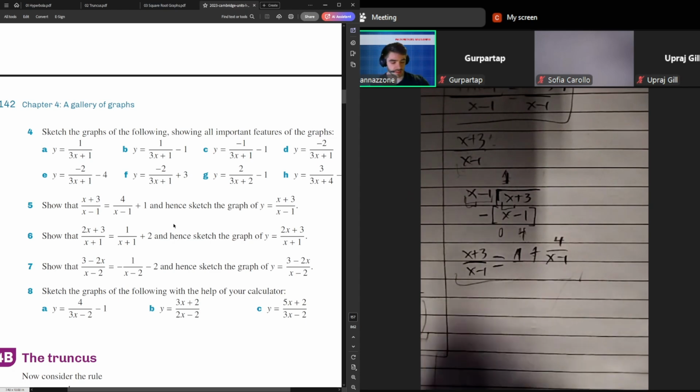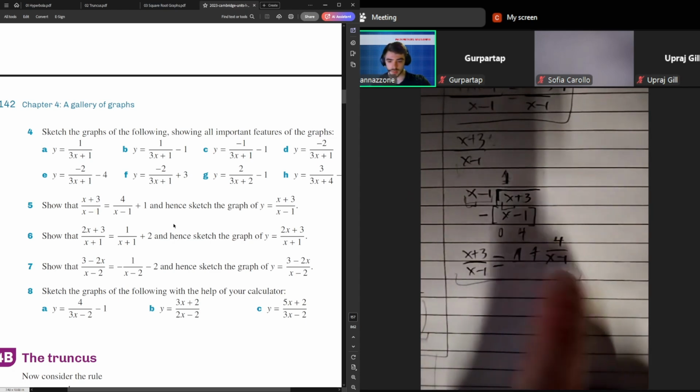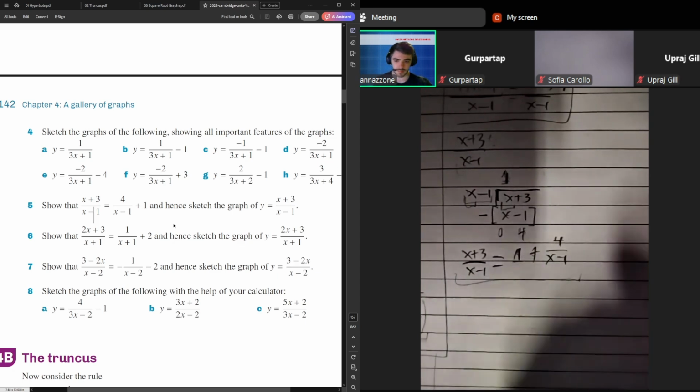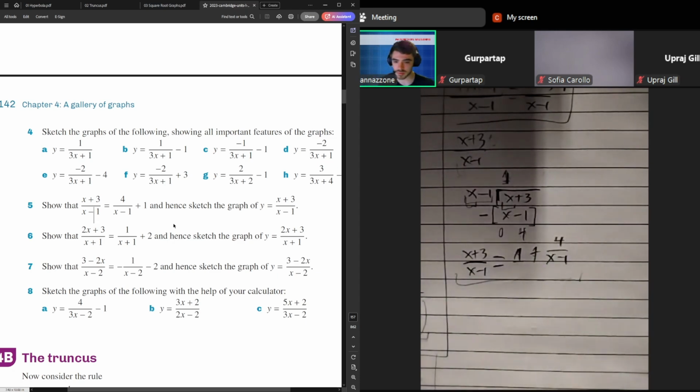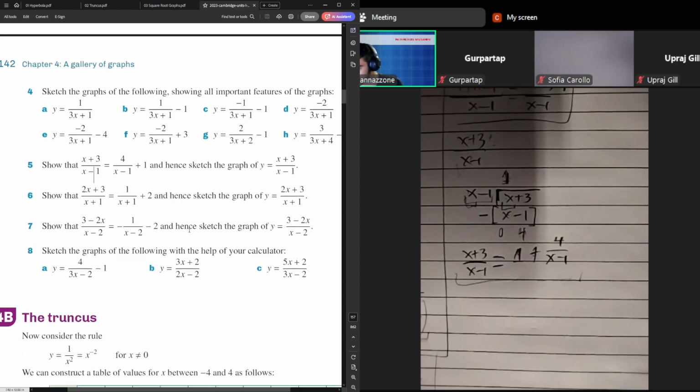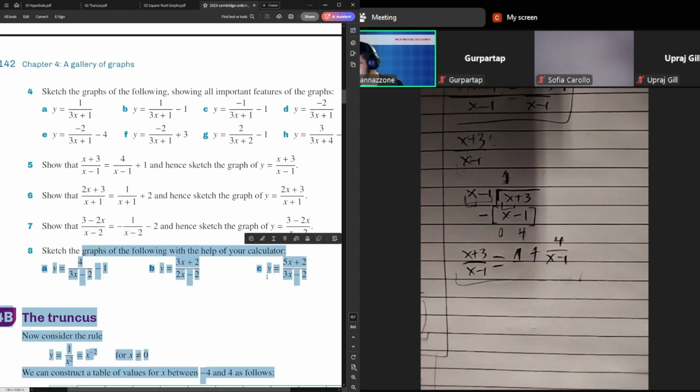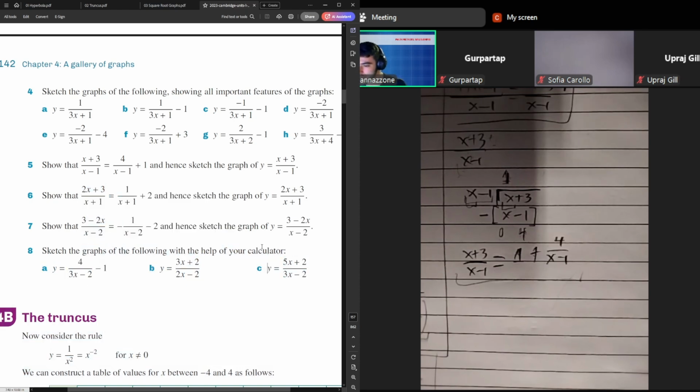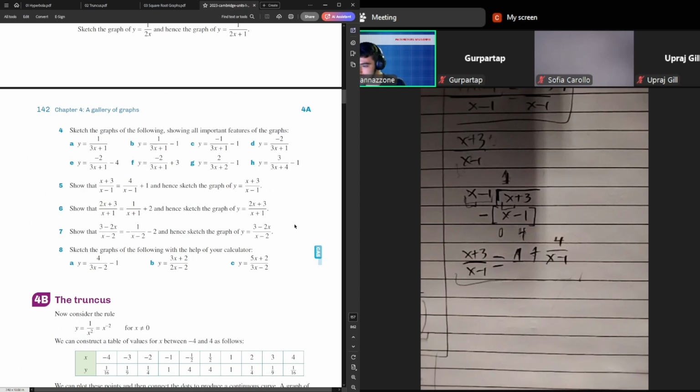Once you have that, that is literally just a hyperbola. Right by 1, up by 1, those are the asymptotes, so on and so forth. If you look back at the screen share, it's the same as question 6, question 7, and even question 8, which you don't even really need the calculator for. It's just kind of telling you to use it because why not?